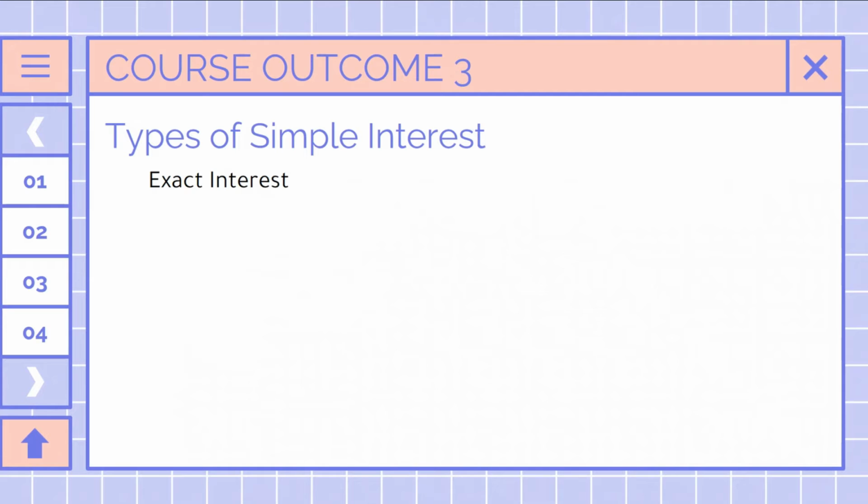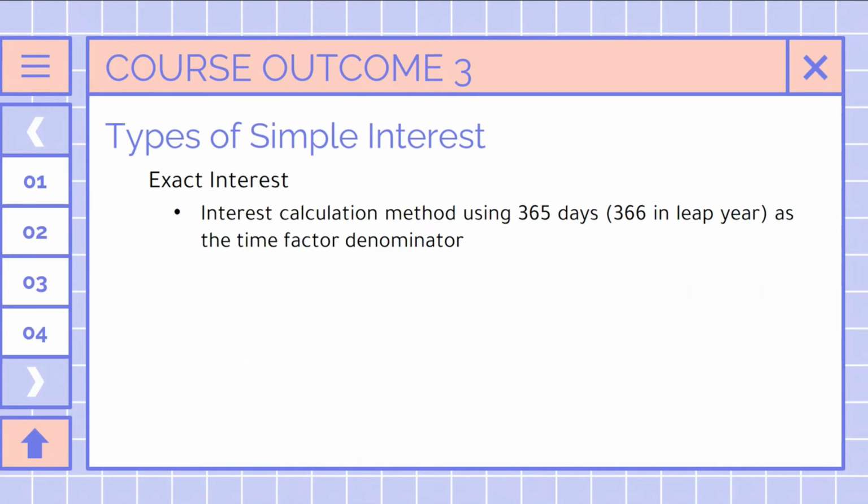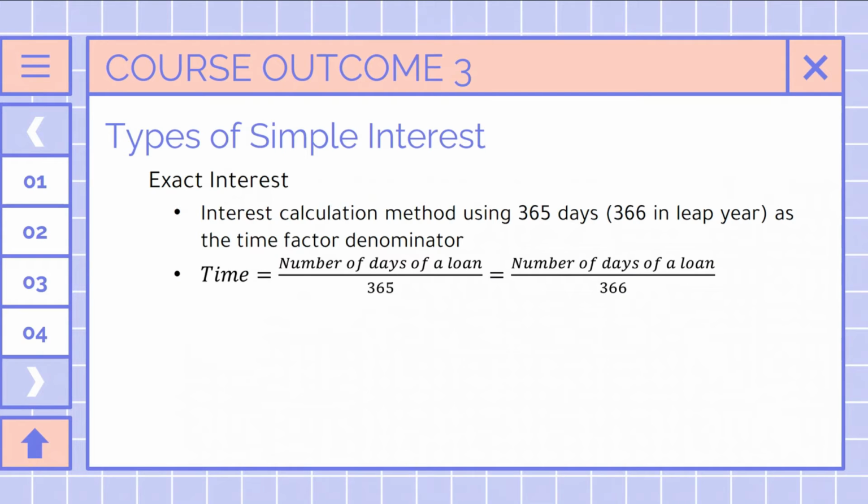There are two types of simple interest. First is the exact interest. It is the interest calculation method using 365 days, or 366 in a leap year, as the time factor denominator. So in calculating the time for exact interest, it is the number of days of a loan over 365, or if it is a leap year, number of days of a loan over 366.